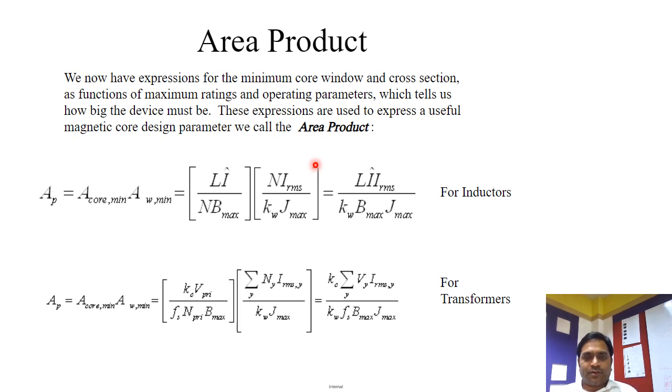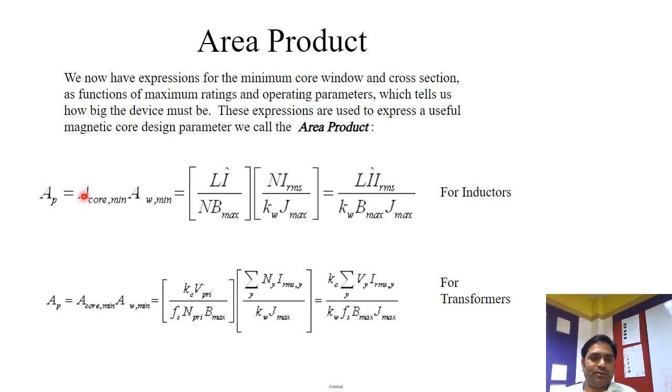Now, for transformers or inductors, the design we do through two methods. One is called the area product method, another is called the core geometry method. Here we are going to discuss the area product method. We now have the expressions for the minimum core window and cross section as a function of maximum rating and operating parameters, which we have calculated before, which tell us how big the device must be. These expressions are used to express the useful magnetic core design parameters. We call this the area product.